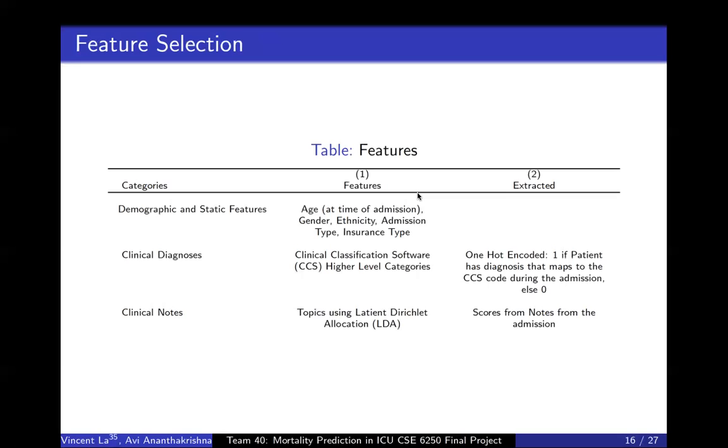And then finally, our best model, our most substantive model, uses clinical notes. That's really the meat of this project: can we extract unstructured data from clinical notes using topic modeling? In this case, we use latent Dirichlet allocation, and the scores produced by the LDA model from the notes associated with each admission. We extracted 10 topics, and we used the scores returned by LDA of how relevant each topic was to the admission as additional features on top of demographic, static, and clinical diagnoses.